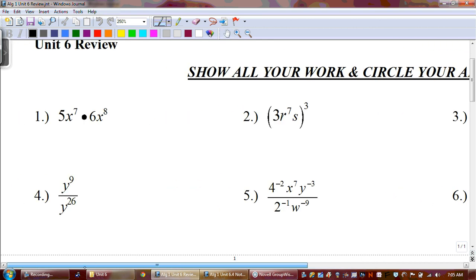Alright, let's go ahead and get started looking at number 1. So, with problems like this, what we want to do is multiply the coefficients and then add the exponents. So, 5 times 6 is 30. And then adding the exponents, 8 plus 7 is 15.